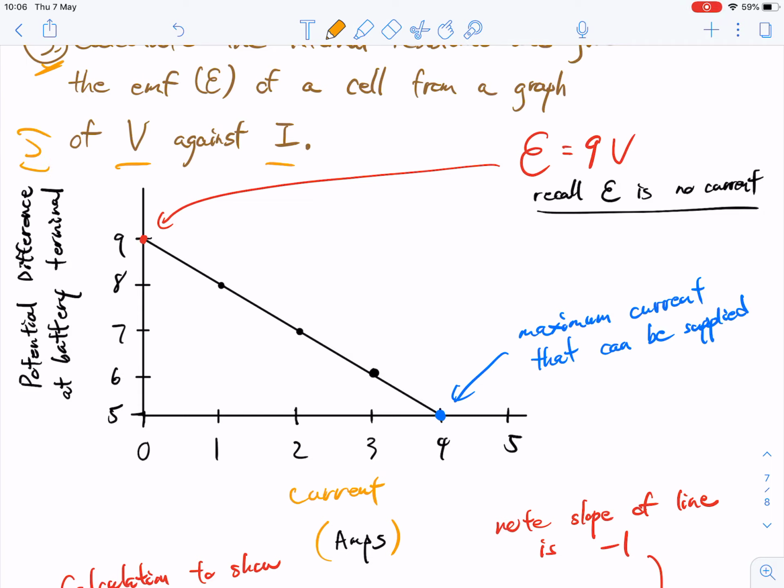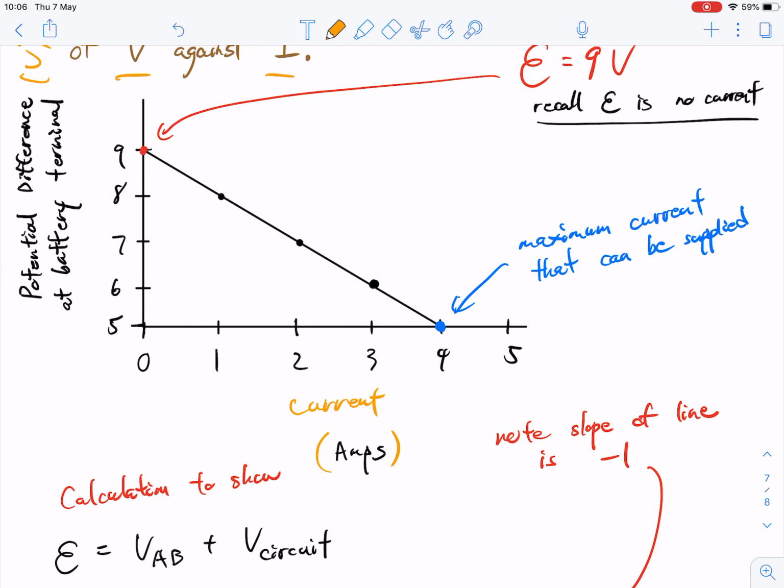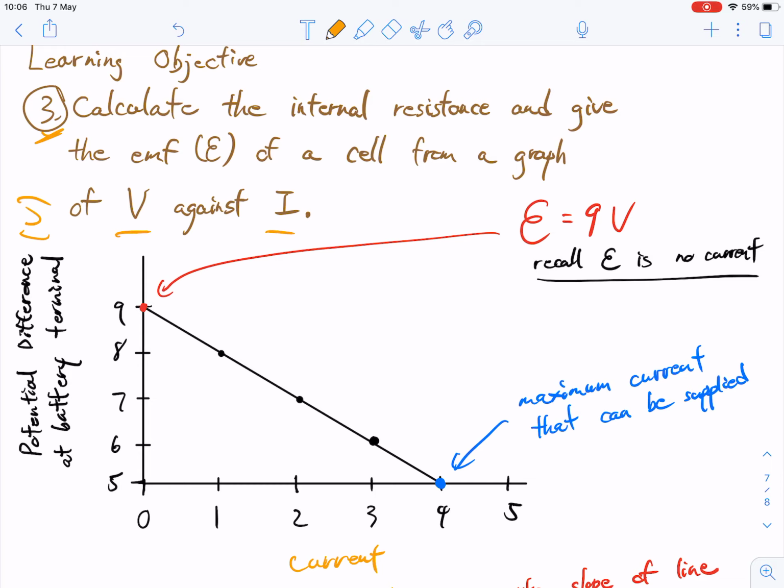And so here we have a graph, and there's a few pieces of information that you need to be able to read from the graph, okay? So aside from being able to calculate the internal resistance, which is actually just the slope, we'll talk about that in a second. First off, we can observe that at 9 volts, there's no current. This is the EMF value, 9 volts, okay? This was defined a little bit earlier. Recall that E is no current. Go back up and check on that.